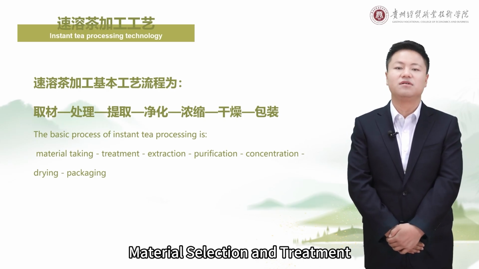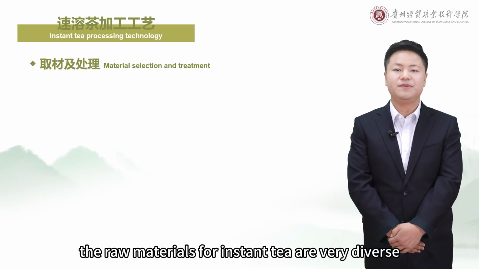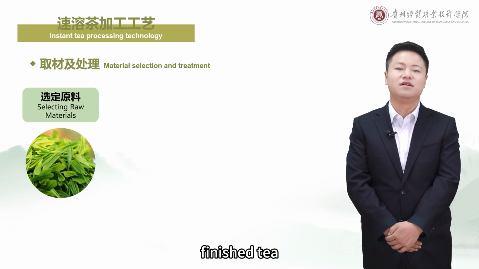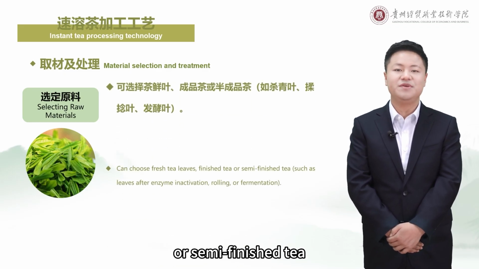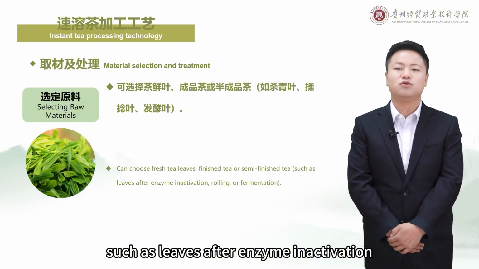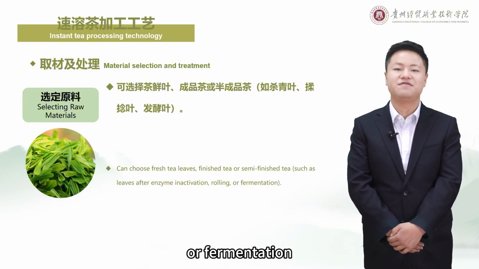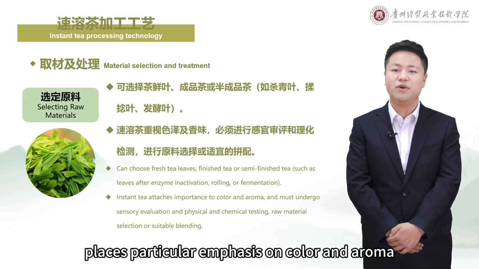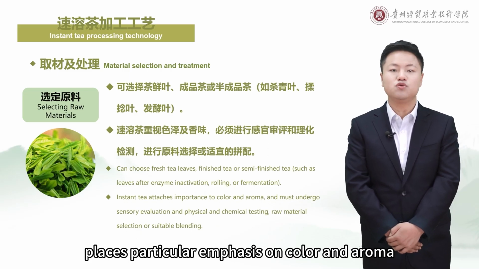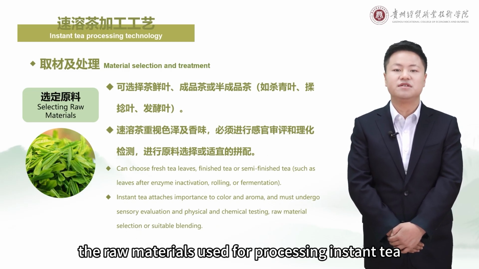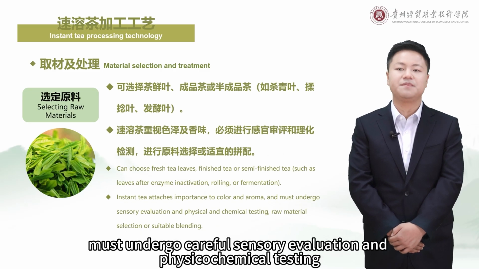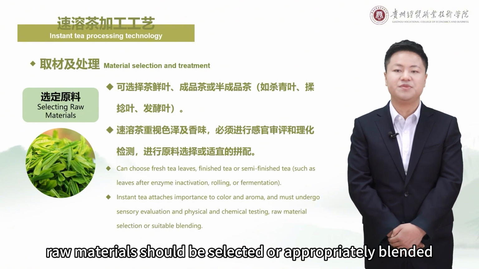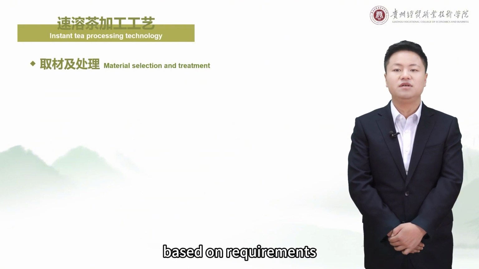Material selection and treatment. As mentioned earlier, the raw materials for instant tea are very diverse and can include fresh tea leaves, finished tea, or semi-finished tea, such as leaves after enzyme inactivation, rolling, or fermentation. However, the quality of instant tea places particular emphasis on color and aroma. Therefore, the raw materials used for processing instant tea must undergo careful sensory evaluation and physicochemical testing. Additionally, raw materials should be selected or appropriately blended based on requirements.